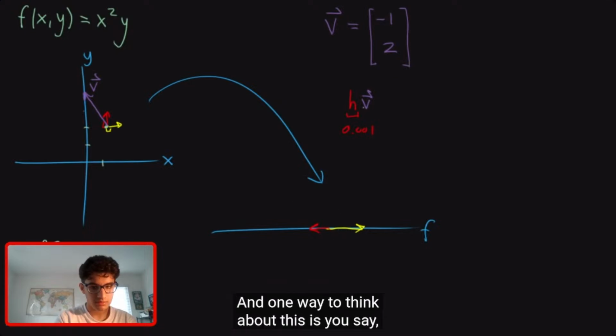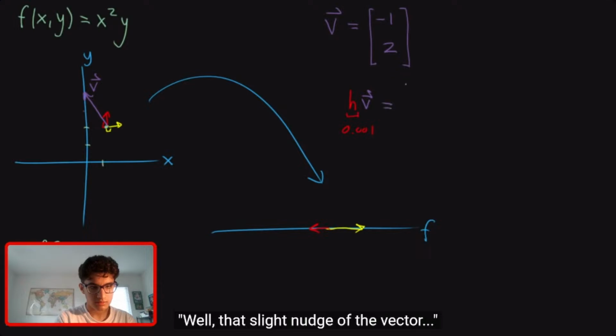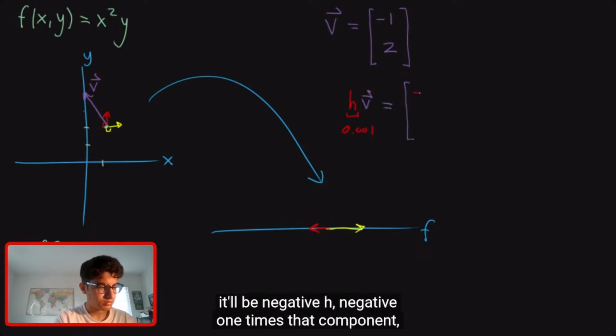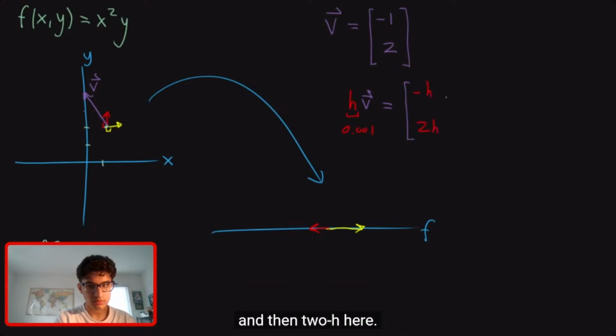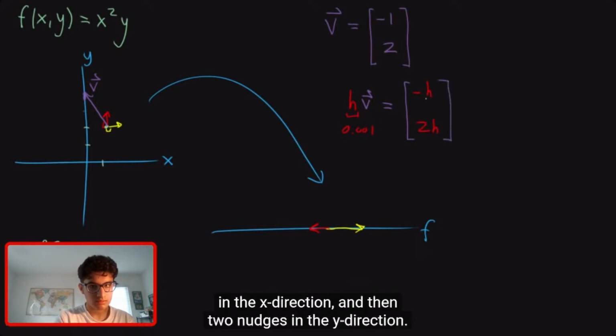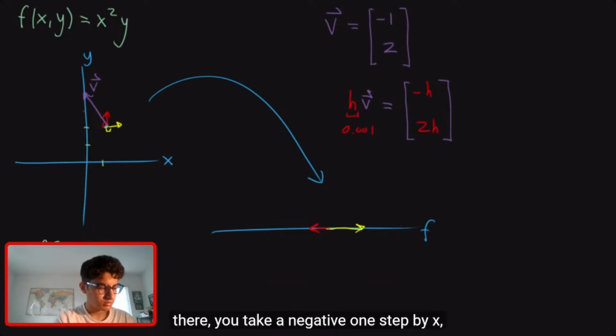And one way to think about this is, if we actually expand things out and look at the definition itself, the slight nudge of the vector will be negative 1 times h, and then 2h here. So it's kind of like you took negative 1 nudge in the x direction, and then 2 nudges in the y direction. So for whatever your nudge in the v direction, you take a negative 1 step in x, and then 2 of them up in y.